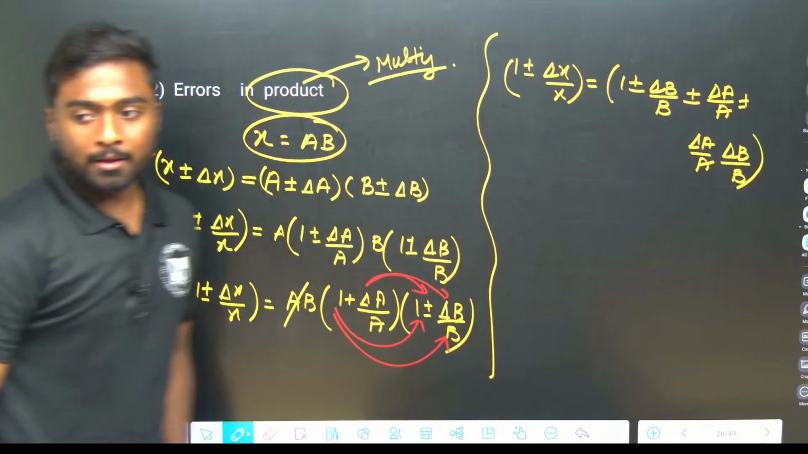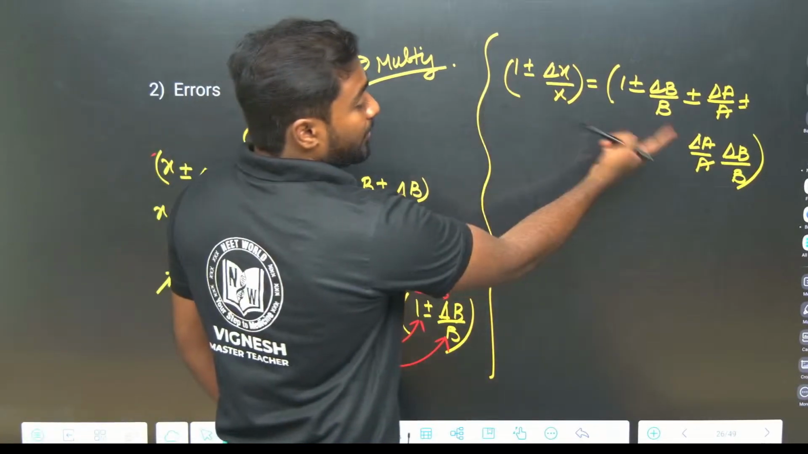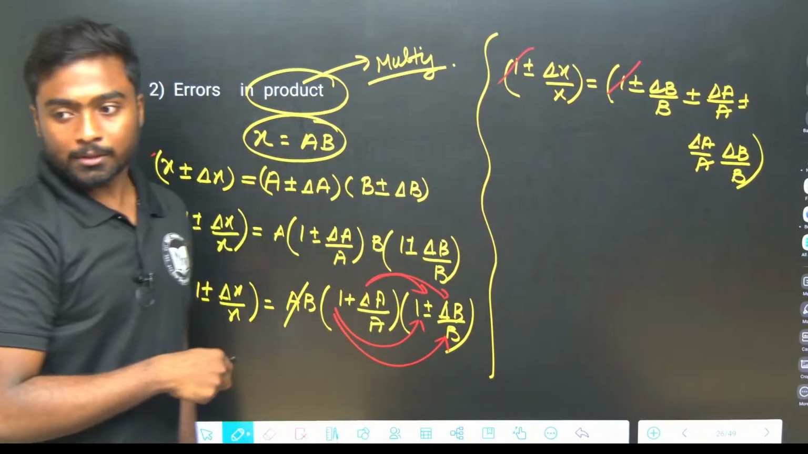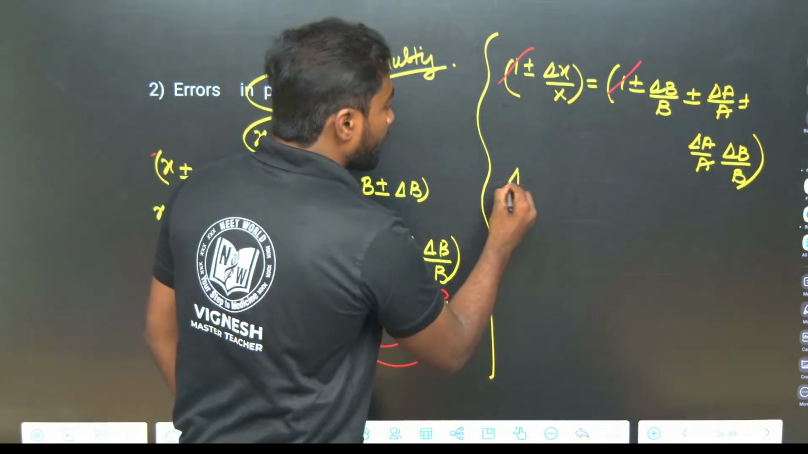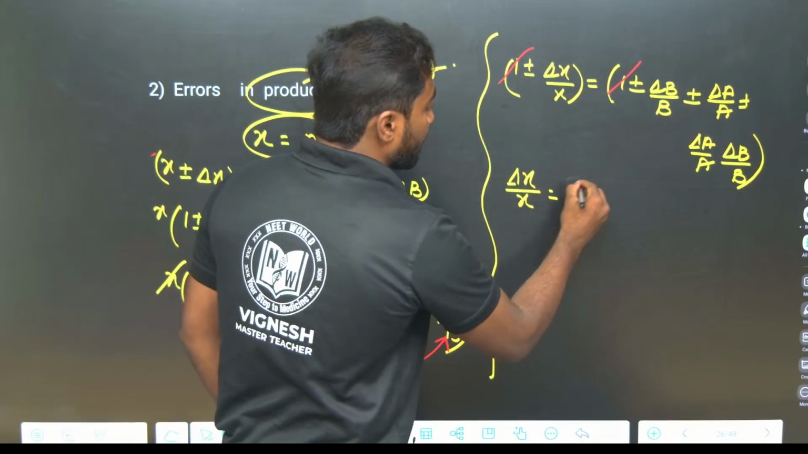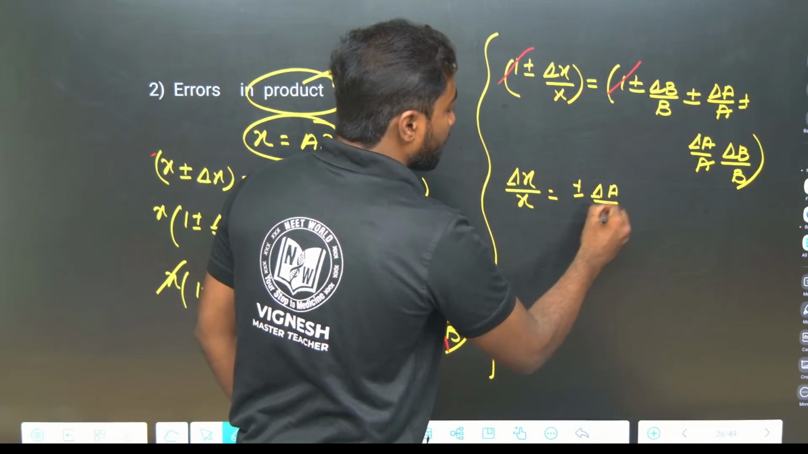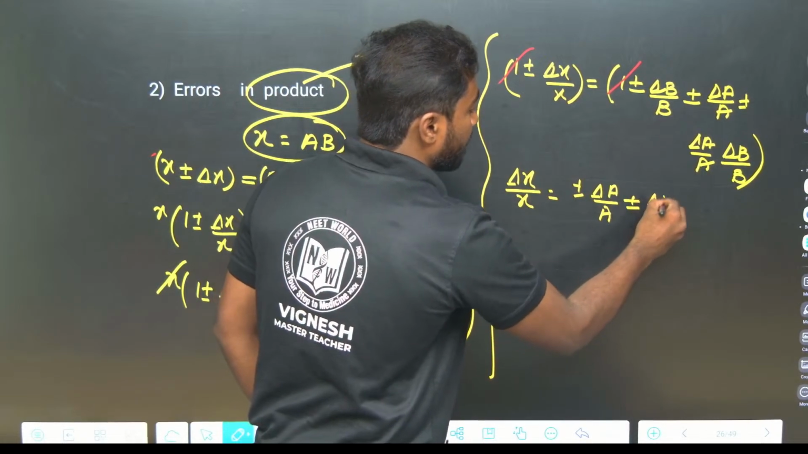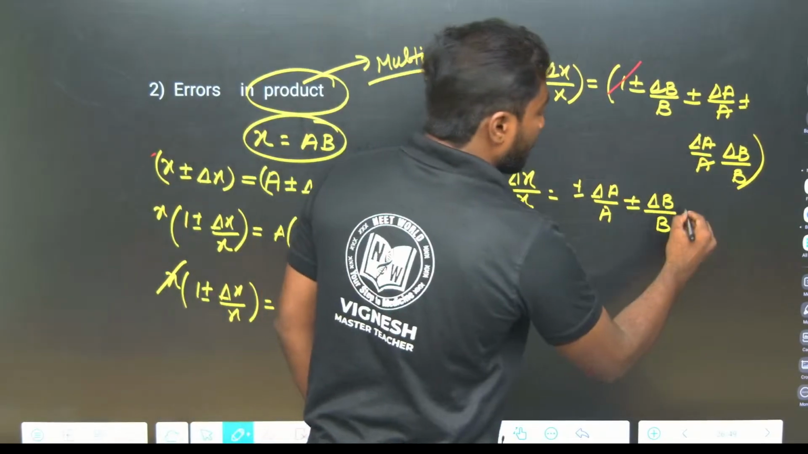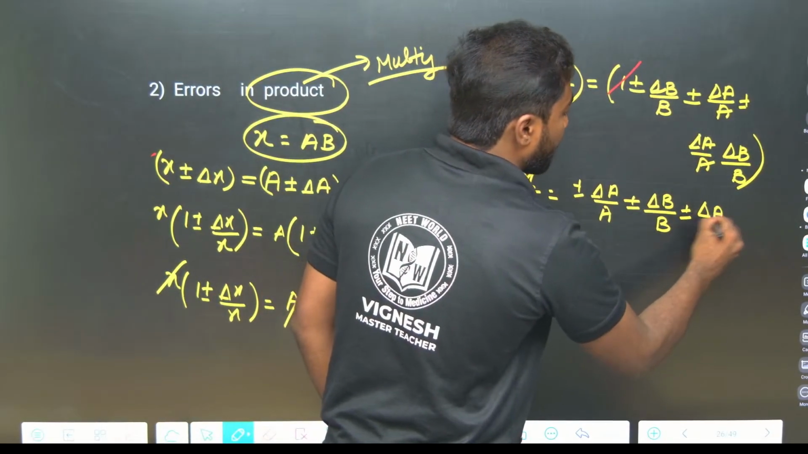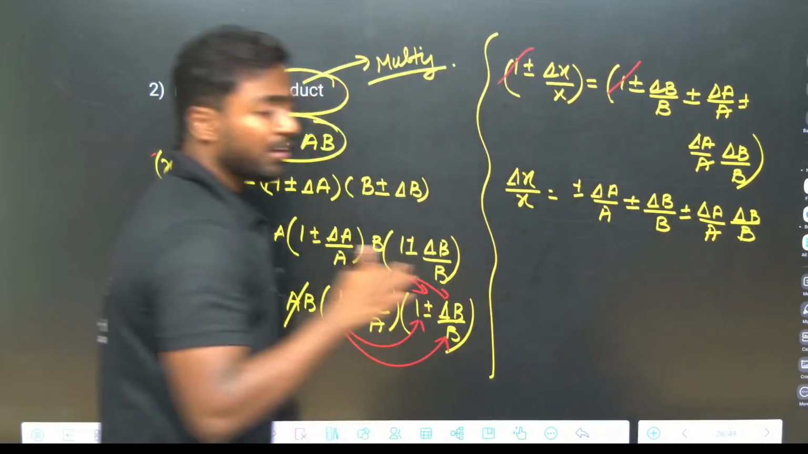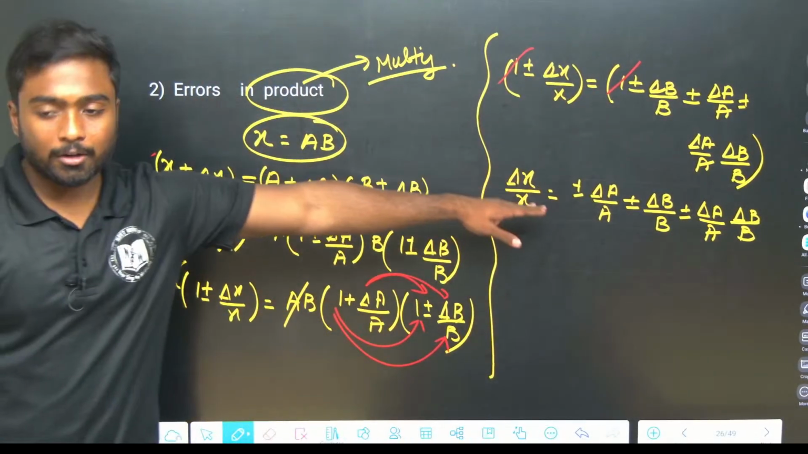Now if I see the two sides of the equation, I can cancel 1 and 1. Now what will happen? Delta x by x should be equal to plus or minus delta a by a plus or minus delta b by b. Done? What is the remaining thing? Plus or minus delta a by a into delta b by b. This is the remaining thing I have got.